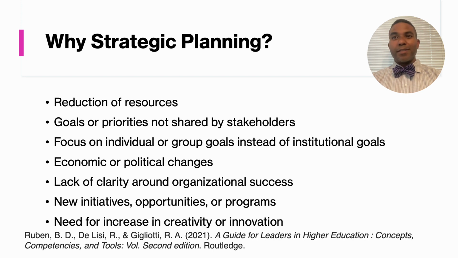So if athletics has their goals and academic affairs has their goals, and student life or student activity, student engagement, student success has their own goals, but none of these goals are in sync, that's a problem.